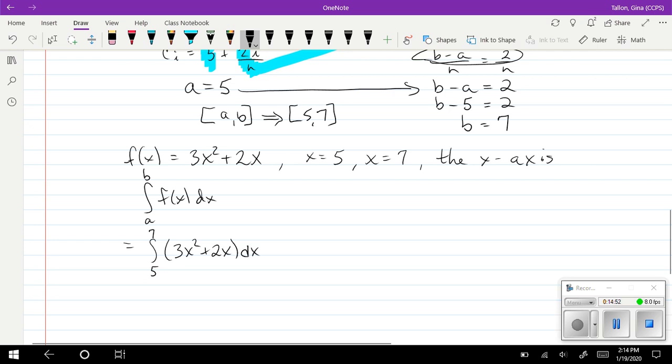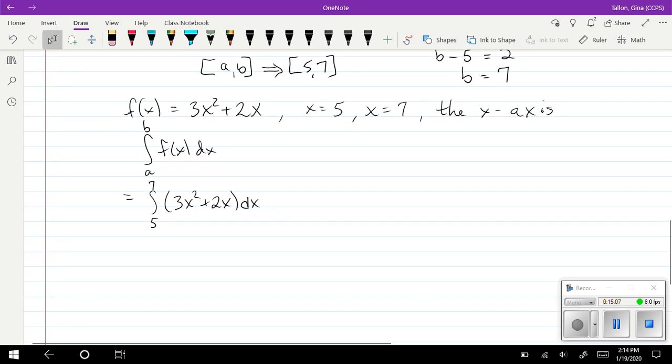dx. See how this is kind of still my f of c sub i, delta x. Still follows the same format. Okay, I'm just going to erase that piece. Very good. Okay, the Fundamental Theorem of Calculus says go ahead and integrate this. So when I integrate 3x squared, I simply get x cubed. And if I integrate 2x, I simply get x squared. I'm going to take that and evaluate this function from 5 to 7.